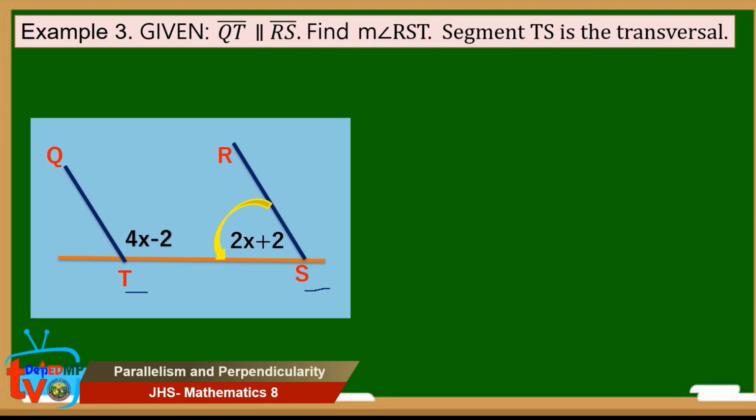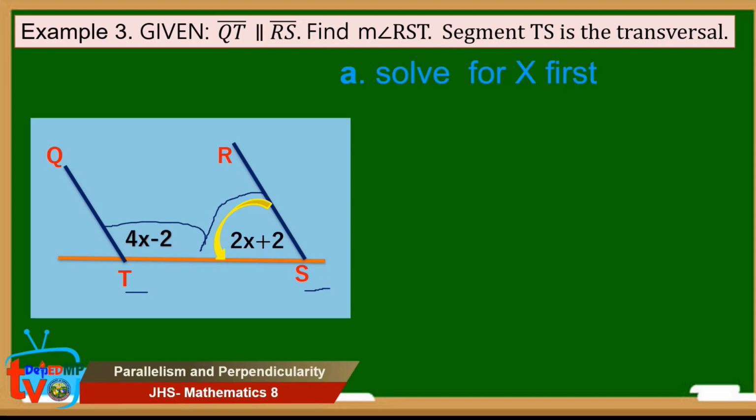Segment TS is the transversal. Okay, first, look at the figure very carefully. The given measures of the angles are expressions, so we need to solve for the value of x first. Considering the location of the expressions, we can say that these angles are supplementary because they are same side interior angles.